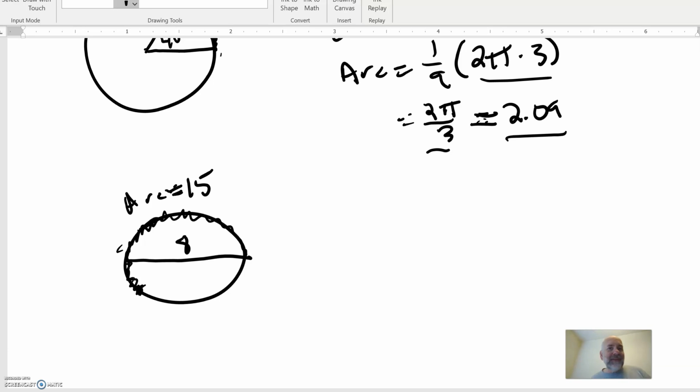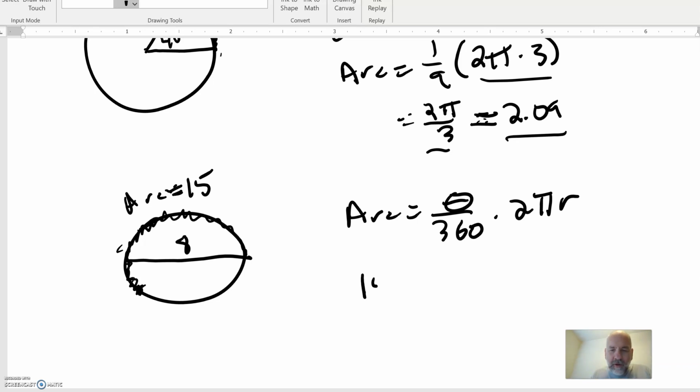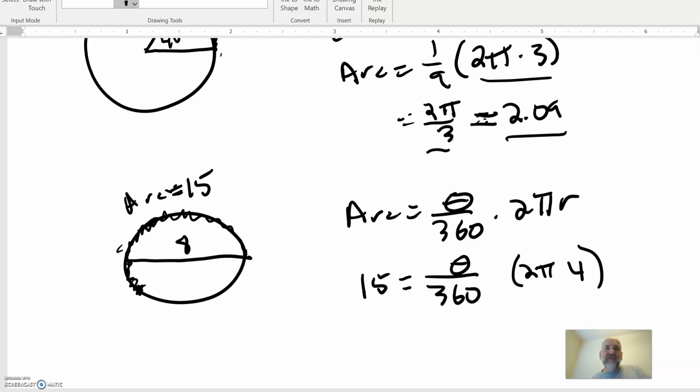So how do I solve this? Just go back to the formula. The formula makes it really easy. So what do I know here? Let me write it down. Arc equals theta over 360 times 2 pi r. All right, so what do we know? I know the arc length is 15. I know what the radius is. I have to be careful. The radius is 4 there for me. Again, you could have used pi d. I probably said that a little too much. And I just need to solve for theta. So it's just an algebra problem.